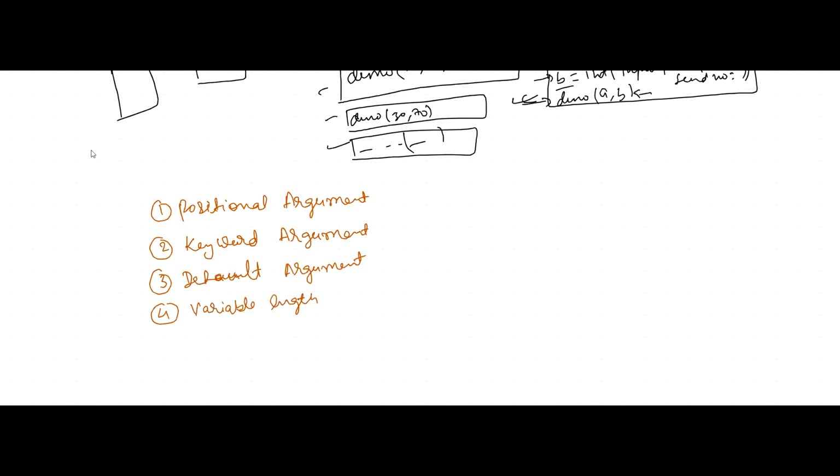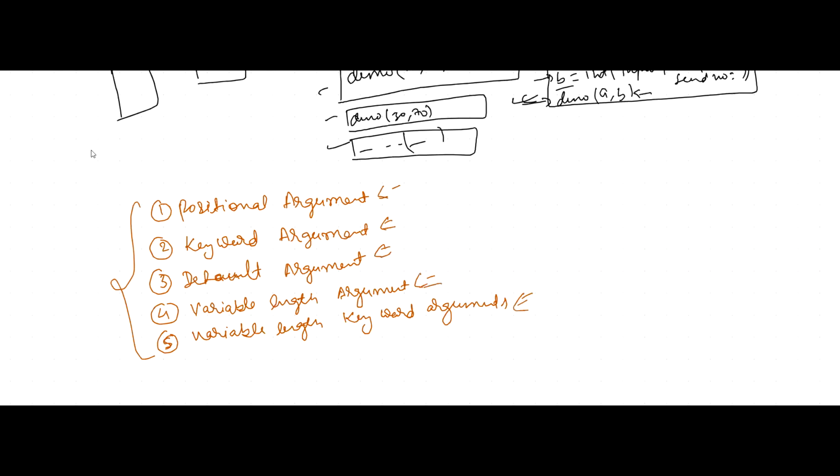and the fifth, variable length keyword arguments. So these are the 5 arguments. Tomorrow we will dig deep into all of them, and after that we will try to do whatever coding we have done till now. All those codings we will try to do through functions. Okay, and we'll see how we can implement that.